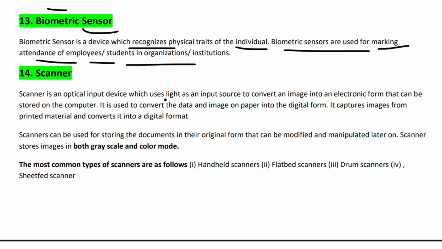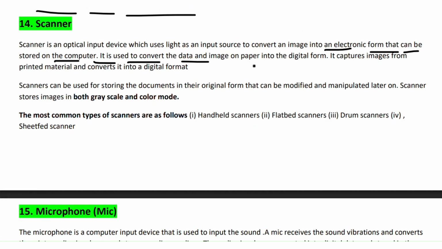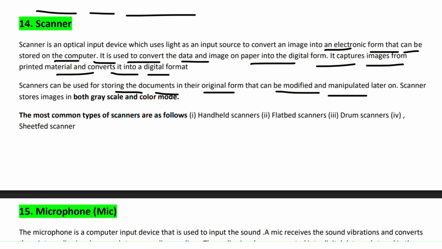Scanner क्या होता है? Scanner is an optical input device which uses light as an input source to convert an image into an electronic form that can be stored on the computer. It is used to convert the data and images on paper into digital form. It captures images from printed material and converts them into a digital format. Scanners can be used for storing the documents in their original form that can be modified and manipulated later on. Scanner stores images in both grayscale and color mode. The most common types of scanners are as follows.